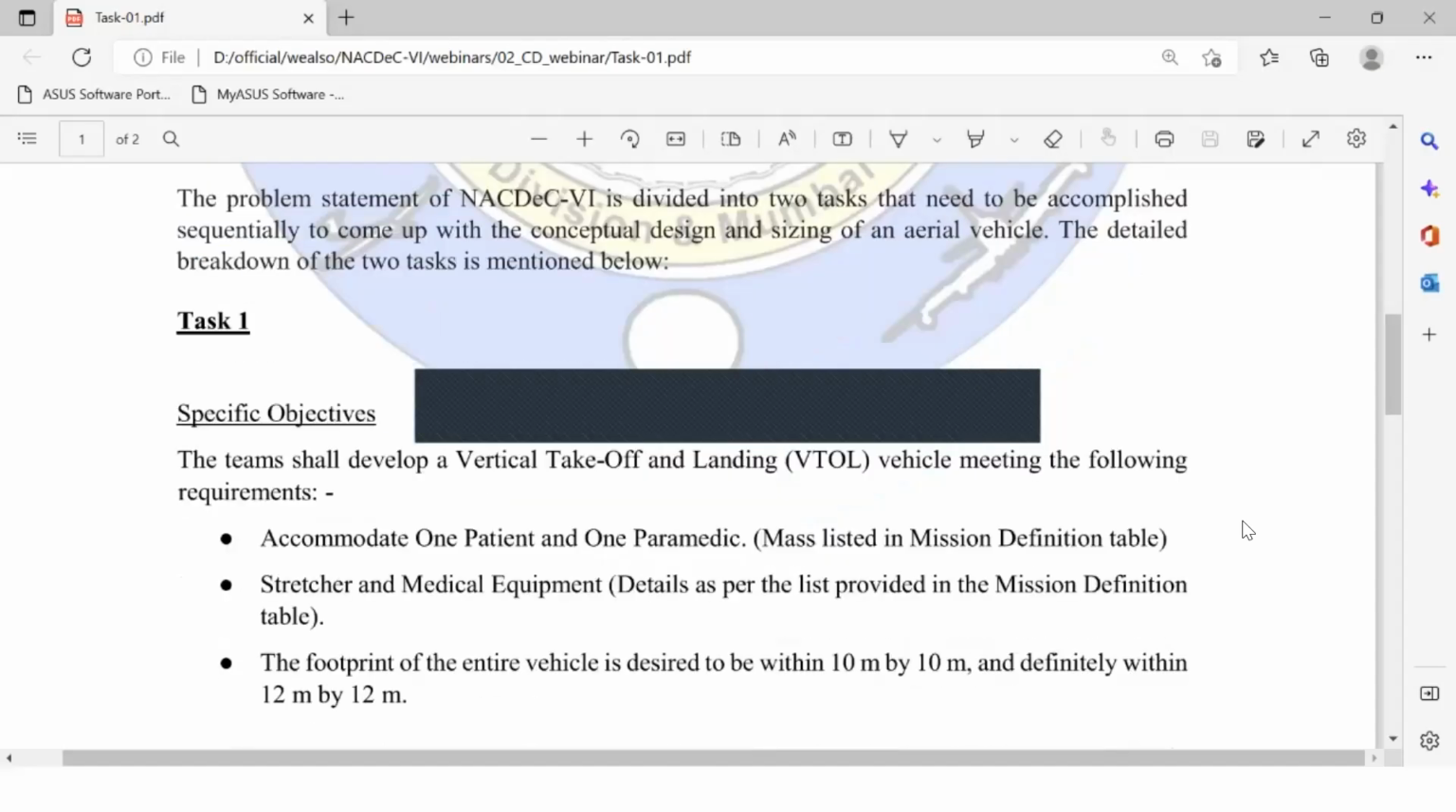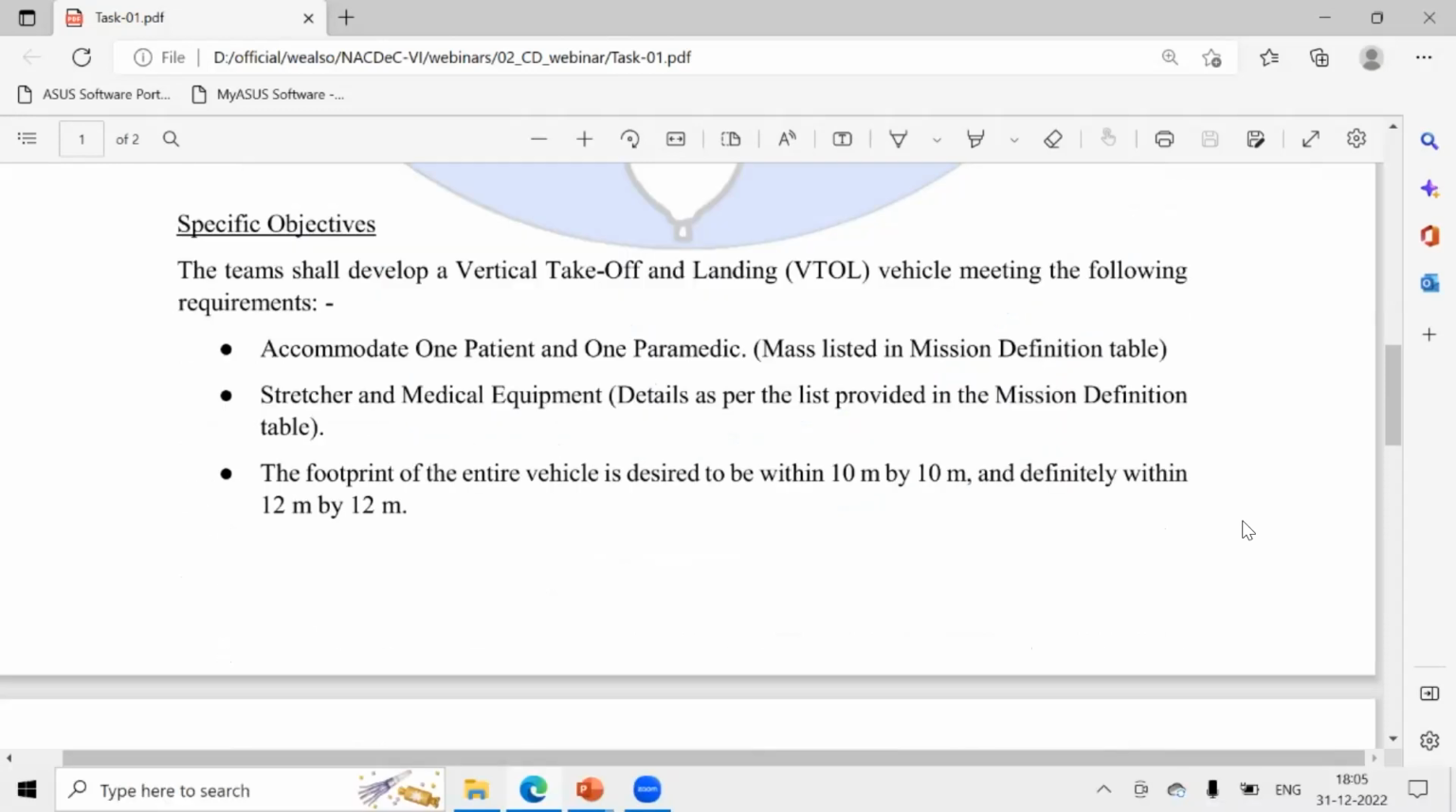But just to go through, the specific objectives are that you are going to design a VTOL vehicle which meets the requirements to accommodate a patient and a paramedic. One very relevant example of that is what happened yesterday to Rishabh Pant. As you know, our budding cricketer met with a very massive road accident, and he was shifted to the nearby hospital. Then from there, he was shifted to Dehradun Max Hospital. And now there is a discussion that if required, using an air ambulance, he will be shifted to a much more capable hospital in New Delhi. This is exactly our use case.